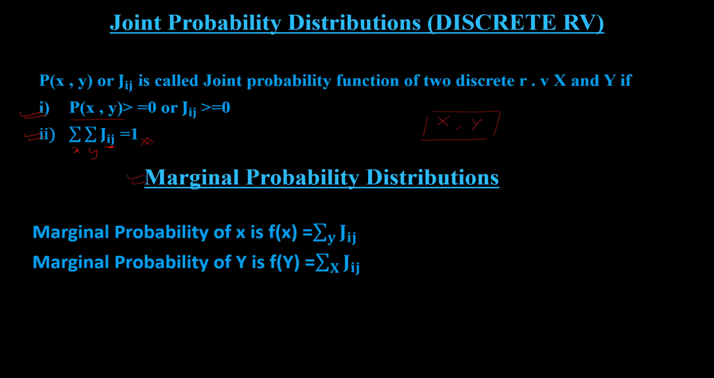We have one more term called marginal probability distribution. Mathematically, I have explained it here, but you will come to know how to find the marginal probability in the problem itself. So don't scratch your head too much. Whenever we want to find the marginal probability of x, we will take the sum over y of Jij. Whenever we want to find the marginal probability of y, we will take the sum over x of Jij. All right, so this is what marginal probability is.